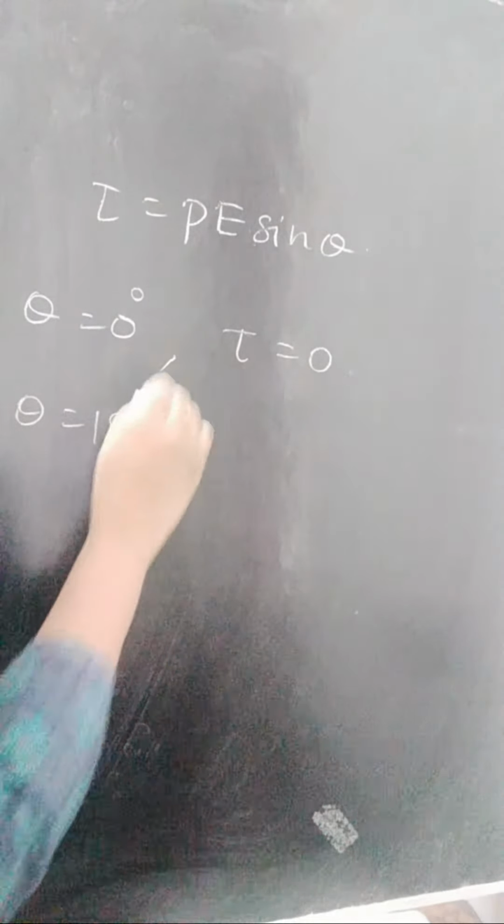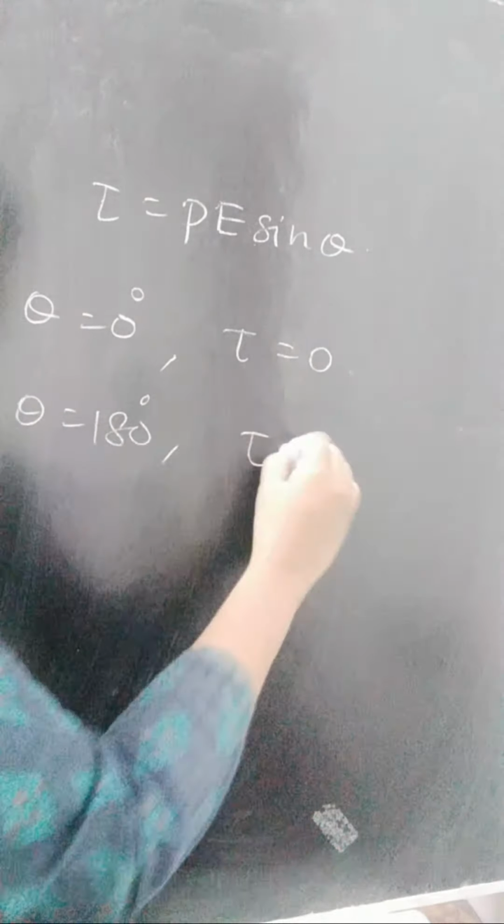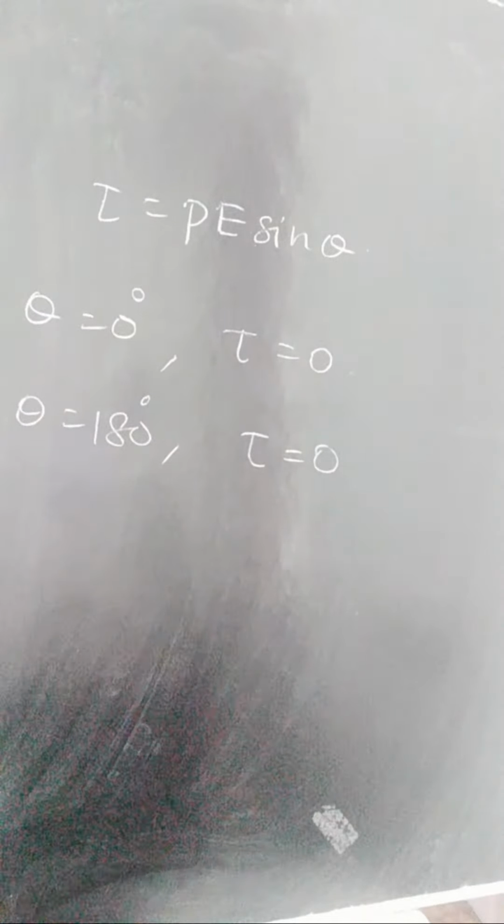Clear? When theta is equivalent to 0 degree, what will happen to the tau? Is there any torque? Because sin 0 is 0, dear. Cos 0 is 1. Clear? Remember? Sin 0 is 0. So what is the value of tau? 0. So when theta is equivalent to 180 degree, what will be the value of tau? 0. Understood?